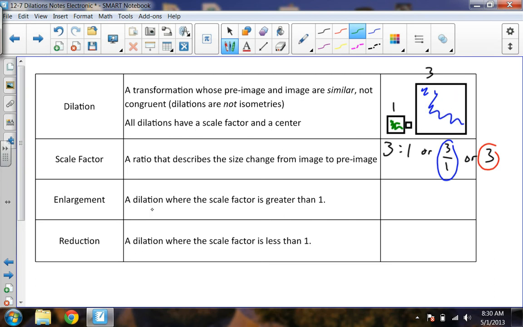So an enlargement is a dilation where the scale factor is greater than 1. In this case, 3 to 1, 3 over 1, 3. These are greater than 1. That means this was an enlargement. This grew. And a reduction is a dilation where the scale factor is less than 1. So if I look at this small one here, let's say this size was 1/3, and the scale factor was 1 over 3, like that. This would be considered a reduction. It might say a dilation with a scale factor of 1/3. What are the new sides of this thing, and was it an enlargement or reduction?